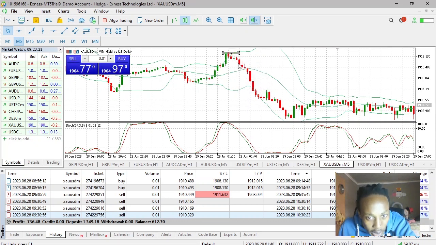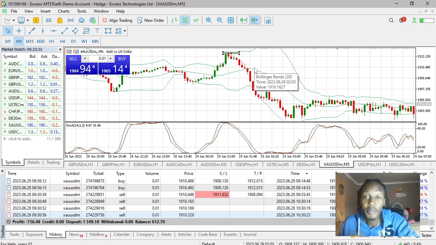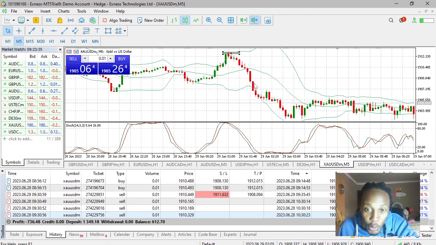Then I want to see it go inside, then also cross the middle band, and this is where you place your entry. Your TP is when it hits outside, when it closes outside the band. So you're going to enter here to this level over here. So here's your entry, here's your exit, here's your TP over here.